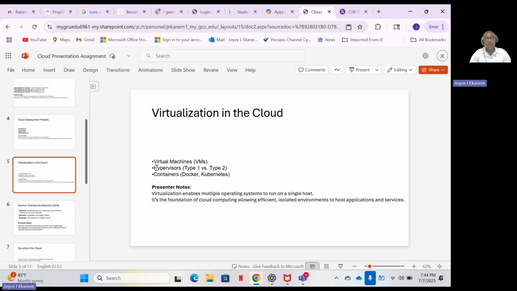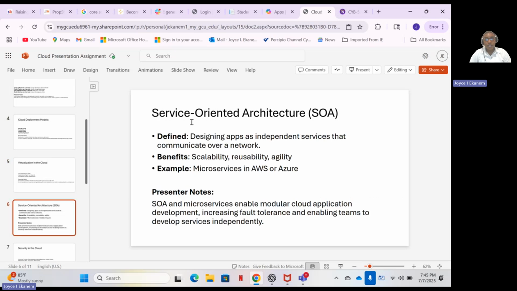Virtualization in the cloud. We have the virtual machine hypervisors, where we have type 1 and type 2 hypervisors. Then we have the containers. These are all virtualization in the cloud. Virtualization enables multiple operating systems to run on a single host. It's the foundation of cloud computing, allowing efficient, isolated environments to host applications and services.